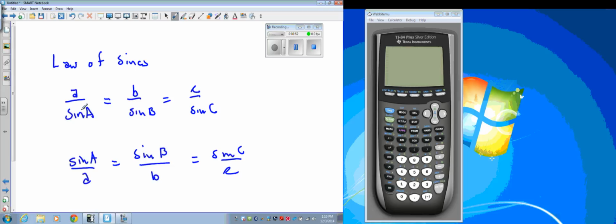Now you can use any pair of these. You can go a over sine A is equal to b over sine B. Or a over sine A is equal to c over sine C. Or b over sine B is equal to c over sine C. You can use them in pairs however you want to, and that's normally the way you're going to use it. You'll be given data to do it.